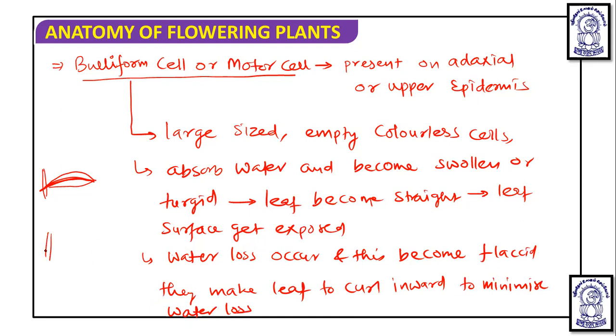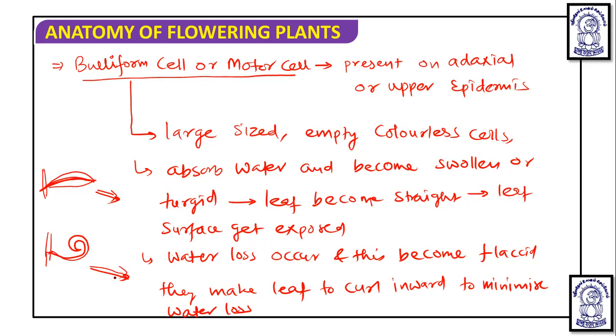So in the second case, they will curl like this. Okay, so they are not going to be straightened. So in this case this condition is going to be observed, and in the other case that condition. Okay, so this is all about the bulliform cells and all about the isobilateral leaf or the monocot leaf. I hope now you are able to understand the differences between dicot leaf and monocot leaf.